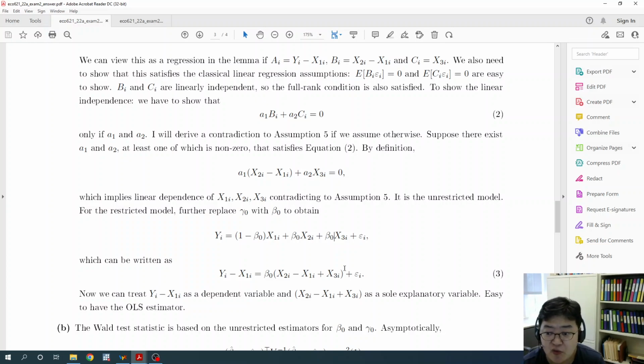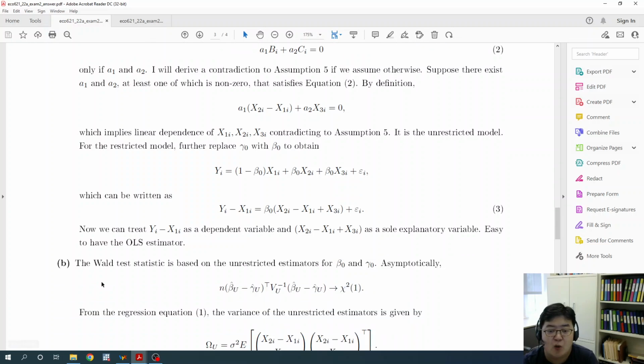Then rearrange these terms. Again, the left-hand side does not have unknown coefficients, so it is y minus x1 as before, and the right-hand side has only one regressor for beta. So it is a simple linear regression. Nothing more to explain. It's pretty simple and easy to estimate. You know how to calculate the variance. Now, the Wald test.